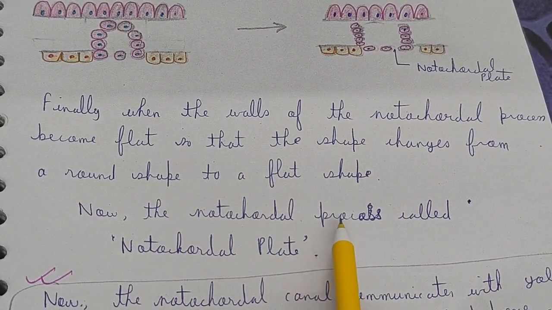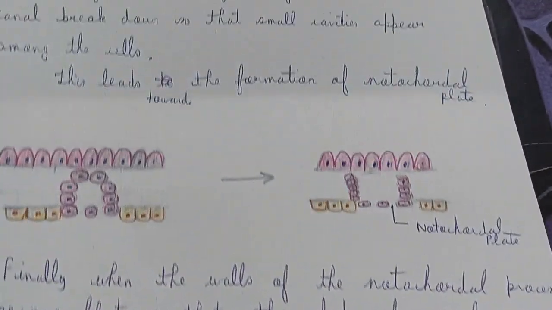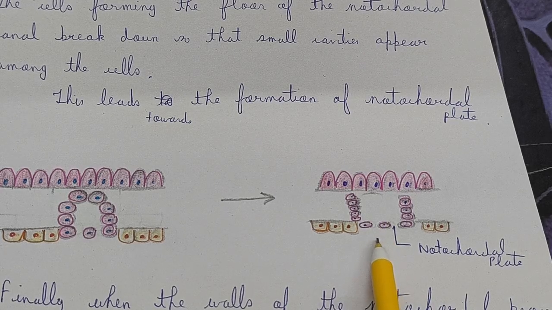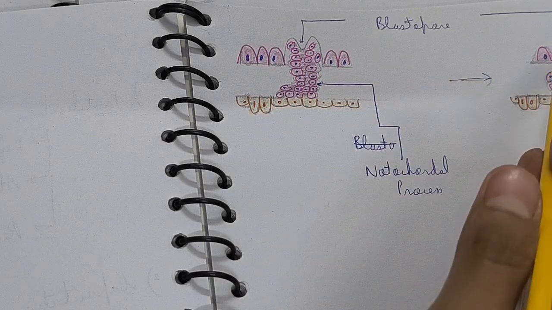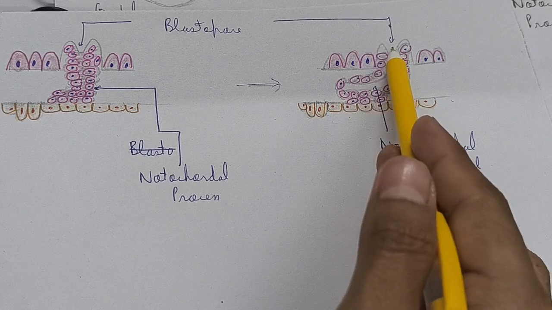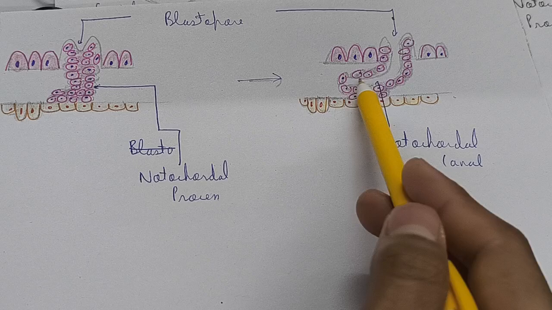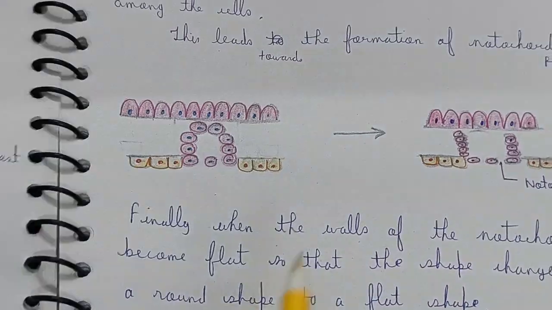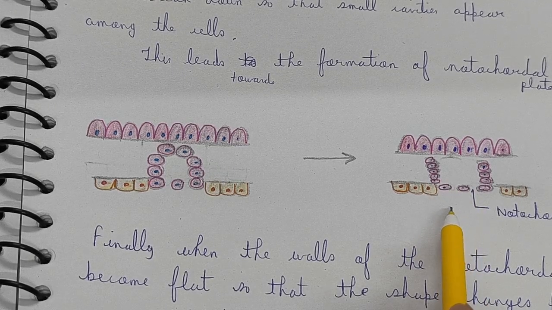Now the notochordal process is called the notochordal plate. Here you can see that this notochordal canal is connected to the yolk sac, and in the beginning you can also see the notochordal canal. This notochordal canal is also connected with the amniotic cavity through the blastopore. So through the blastopore, the notochordal canal is connected with the amniotic cavity, and through these cavities it is connected with the yolk sac.